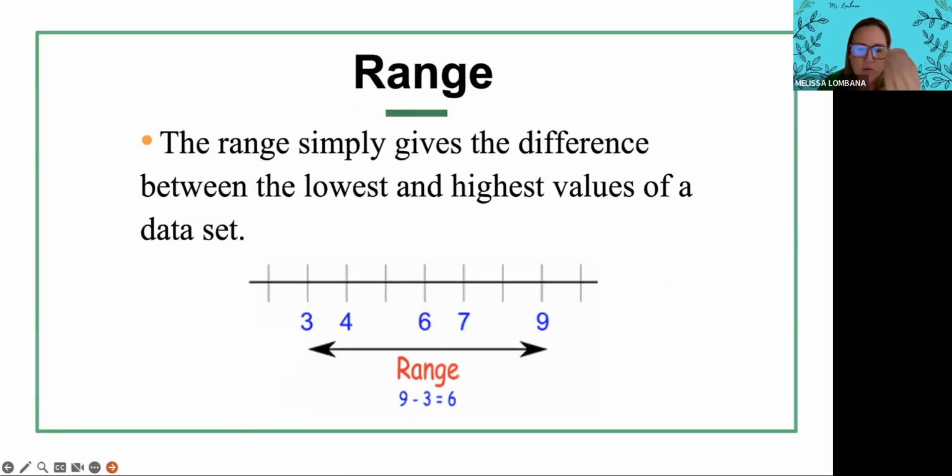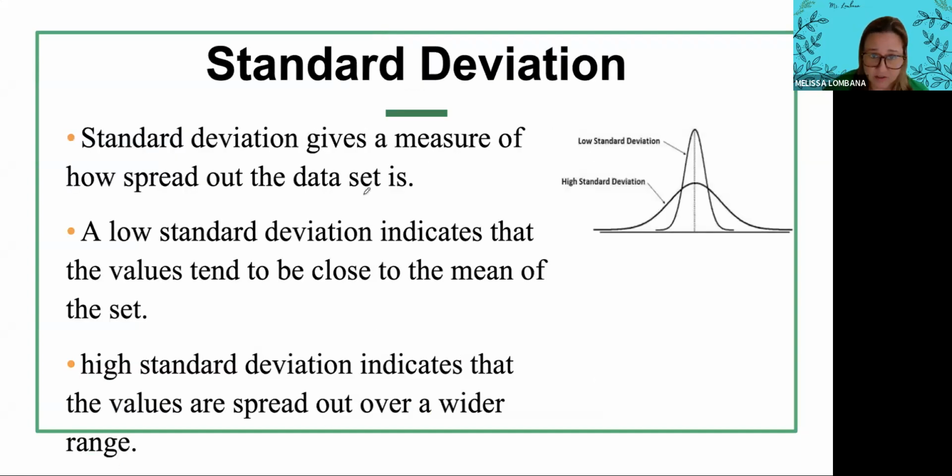Okay, so range, again, this is how you do it. You get from the highest value to the lowest value, subtract it, and this is your range, which basically means that the scores are going to be about 6 points away. Now, standard deviation is where, and I want you to write this as a subtopic because this is a big deal, it tells you how spread out the data set is.